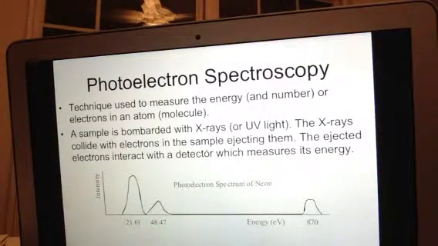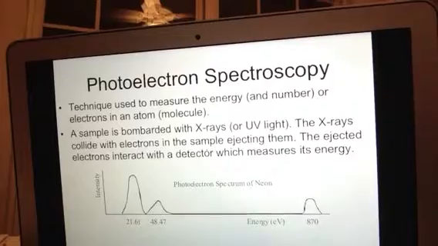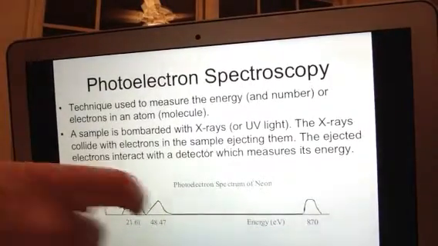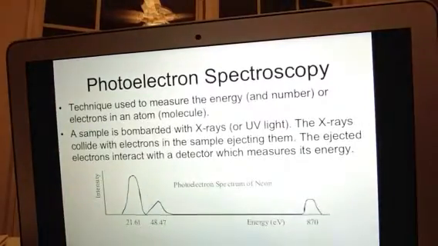And then if we know that neon goes 1s, 2s, 2p, the 2s and 2p should be close in energy level, and I see that here. So that's another good indication that the 870 would be 1s, 48.47 would be 2s, and then 21.61 would be 2p.